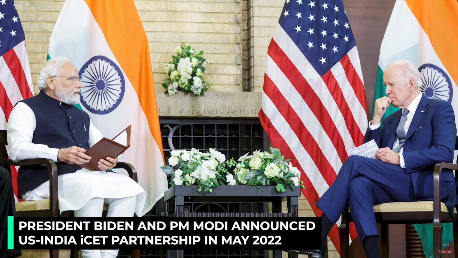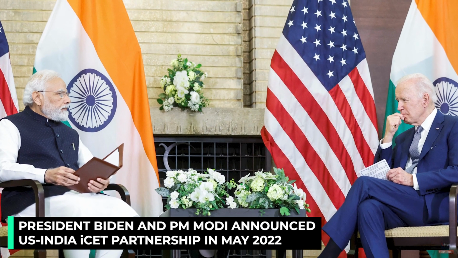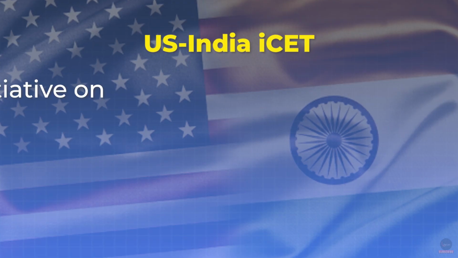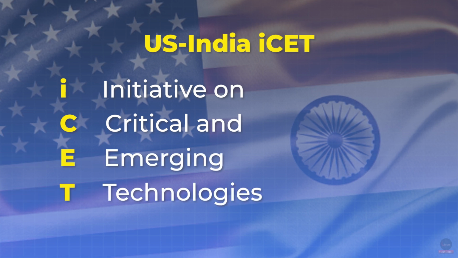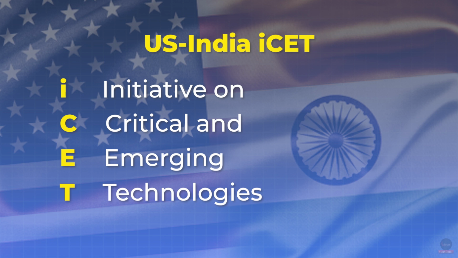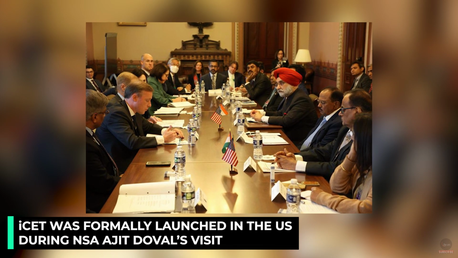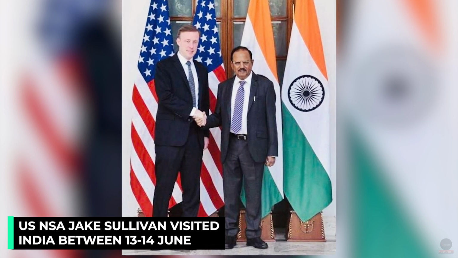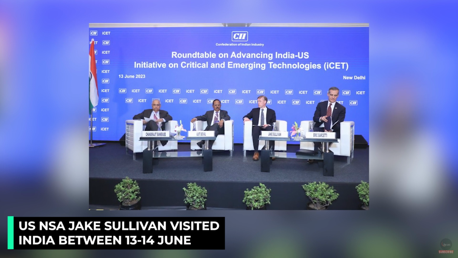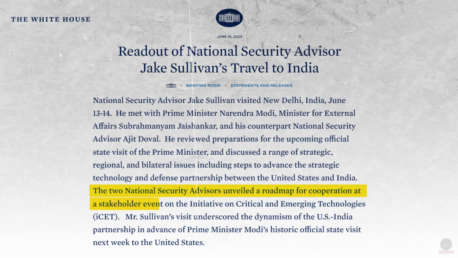In May 2022, US President Joe Biden and Prime Minister Narendra Modi announced the iCET to elevate and expand their strategic technology partnership and defense industrial cooperation between the governments, businesses, and academic institutions of the two countries. In January this year, Indian NSA Ajit Doval traveled to the US with a high-power delegation. He met his counterpart Jake Sullivan and launched the US-India iCET. US NSA Jake Sullivan visited India between June 13 to 14, in which he reviewed preparations for the upcoming official state visit of the Prime Minister, and also the two NSAs unveiled a roadmap for cooperation at a stakeholder event on the Initiative on Critical and Emerging Technologies. The GE F414 engine production in India could be the first major outcome of this new partnership.